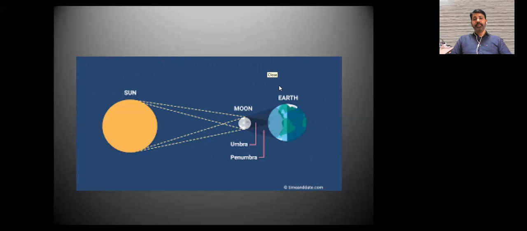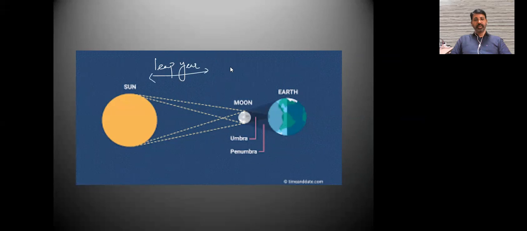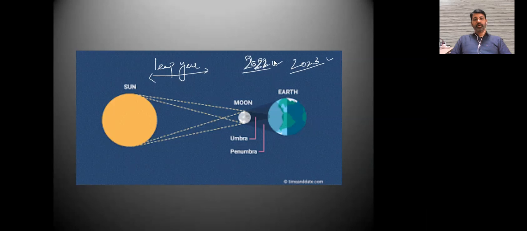What is meant by leap year? Anybody can answer. Leap year is just a mathematical year, not depending on the sun and moon. It is not dependent on that. So if it is 2022, whether it's a leap year or a normal year, anybody can say? See, if it is divisible by 4, it is a leap year. If it is not divisible by 4, it is an ordinary year.